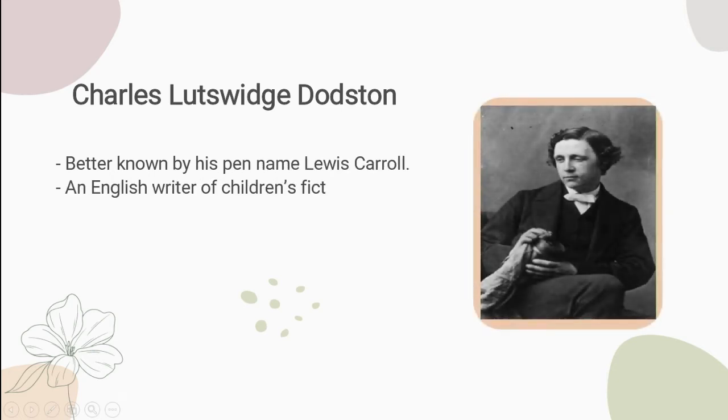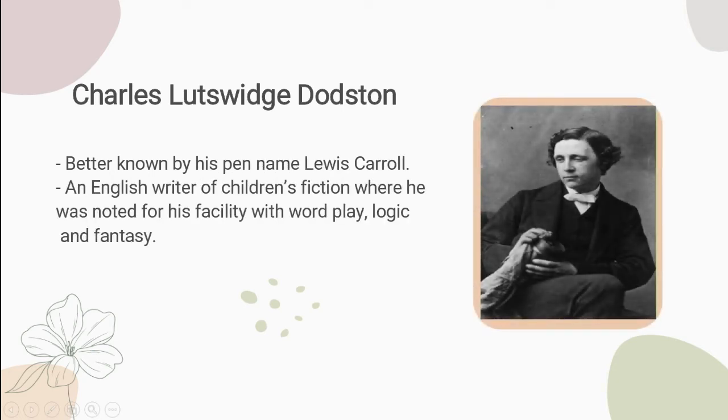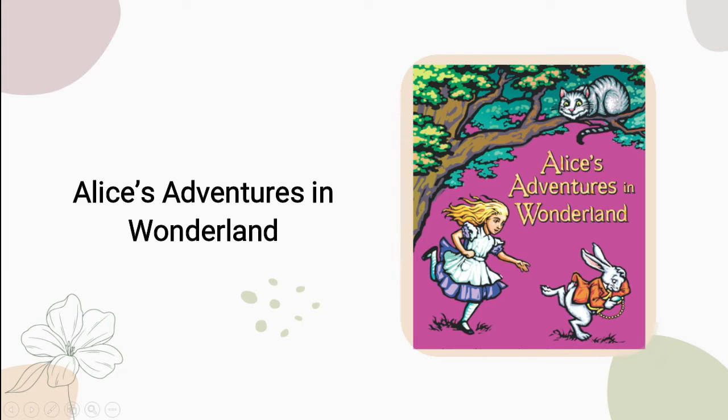Charles Lutwidge Dodgson, better known by his pen name Lewis Carroll, was an English writer of children's fiction where he was noted for his facility with wordplay, logic, and fantasy. From talking rabbits to Mad Hatters and the Jabberwocky, through the wonderful depictions of fantastic and whimsical events, his book Alice in Wonderland is considered one of the greatest classics that hail from the 1800s to the 1900s. Carroll's descriptions are compelling on their own, but the pictures add to the novel's fanciful tone.